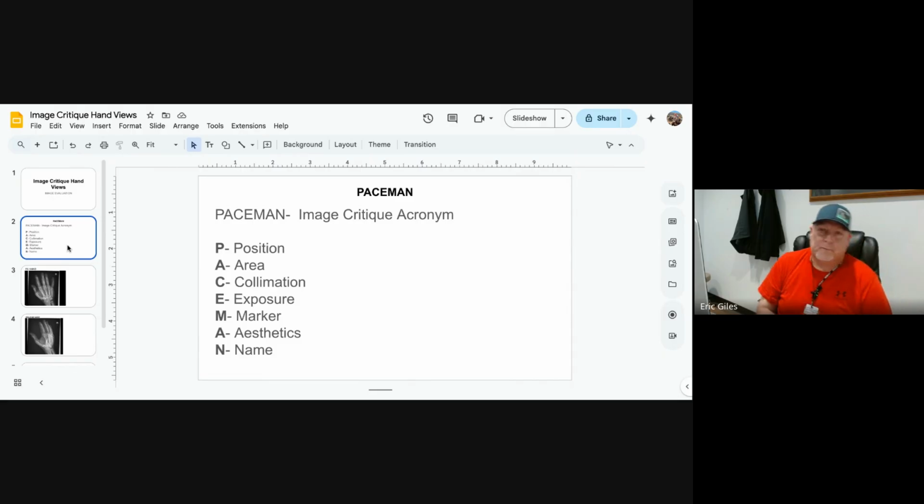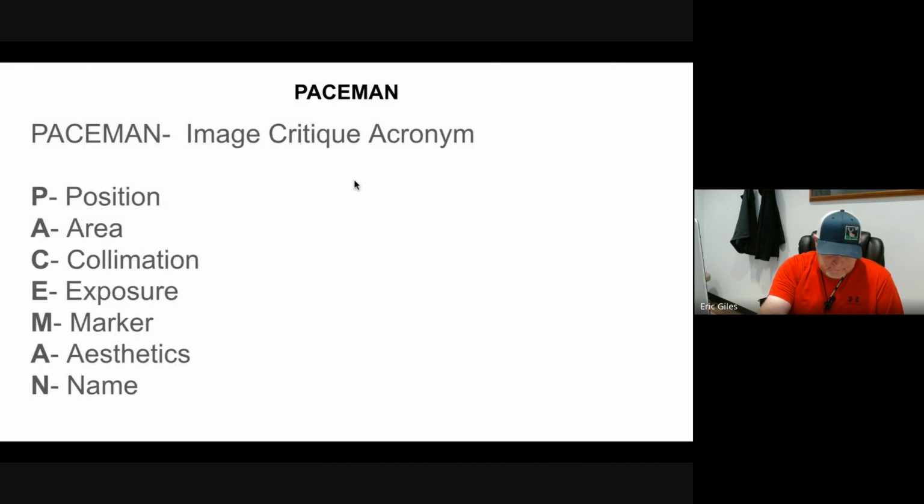So I want to teach you guys an acronym that we use in X-ray. It's an acronym to help us critique images and make sure that we have what we need to have on our image. The acronym is actually PACEMAN, okay? PACEMAN, okay? And each letter corresponds with something that we need to see on the image, okay?